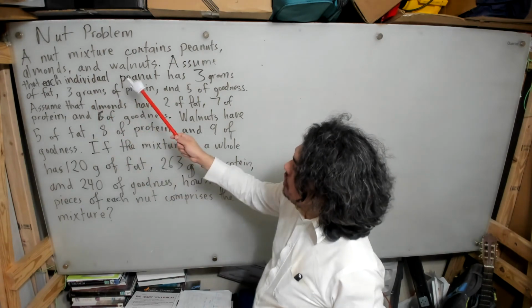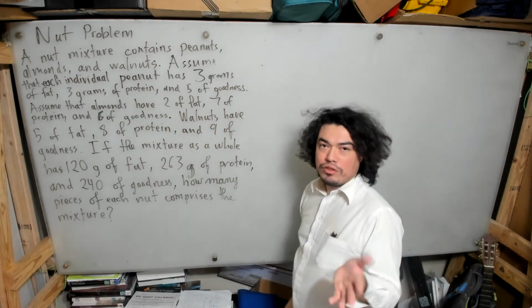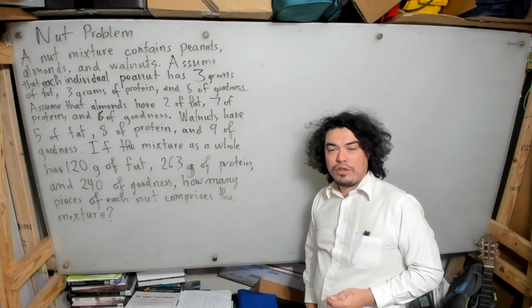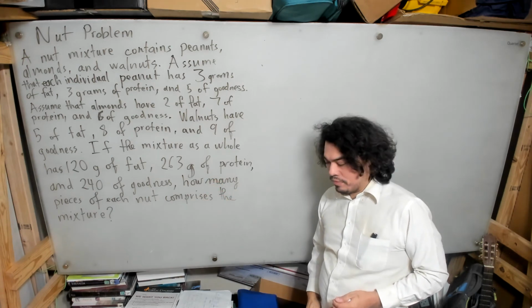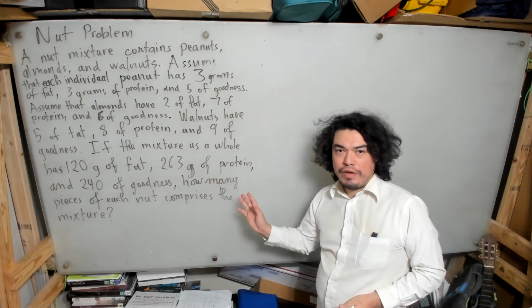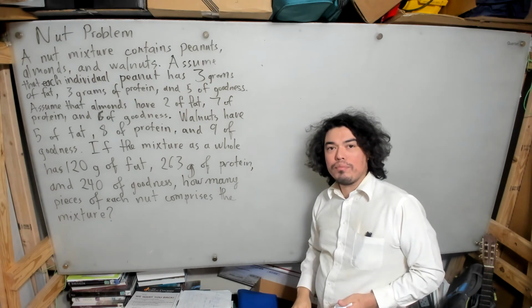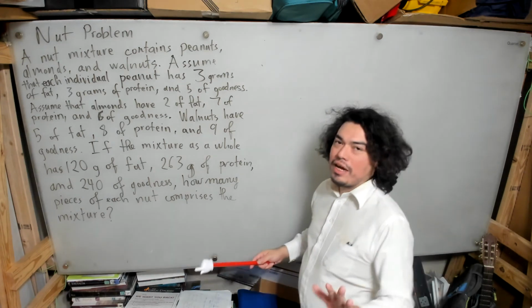So a nut mixture contains peanuts, almonds, and walnuts. By the way, let me also say this. The numbers here, I just decided to make them this way for the problem at hand. They bear no resemblance to the actual nutritional value of any of these nuts. These are just numbers I put together for the purpose of the problem. With that behind us, a little caveat there.